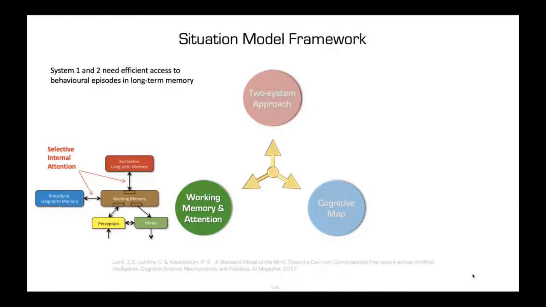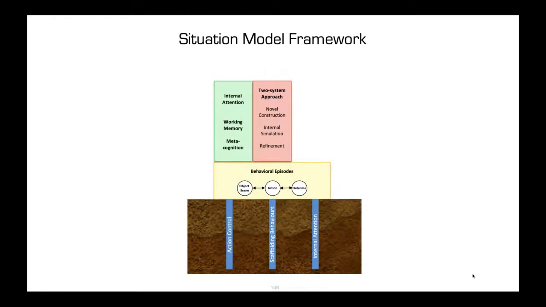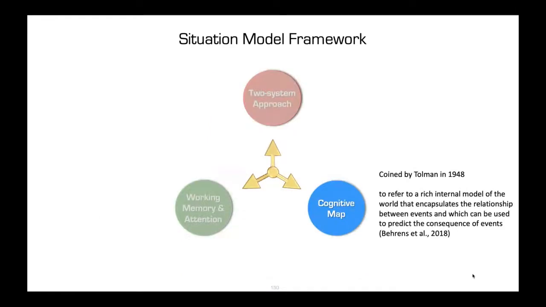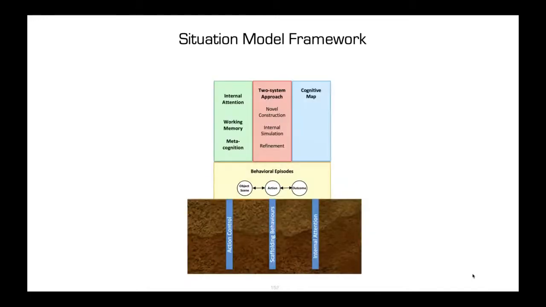And they both have access to long-term memory, as I said. So your context sensitivity is achieved through your attentional processes. And your internal simulation then allows you to adapt according to your metacognition. So that's the other element of the situation model framework. And then finally, the cognitive map, which was coined by Tolman in '48, is very rich, richer than the cognitive map that you would associate with the hippocampus and place cells and grid cells. It is that, of course, but it's more than that. It also allows you to build an abstract map of causal relationships in the world. So that completes the situation model framework.